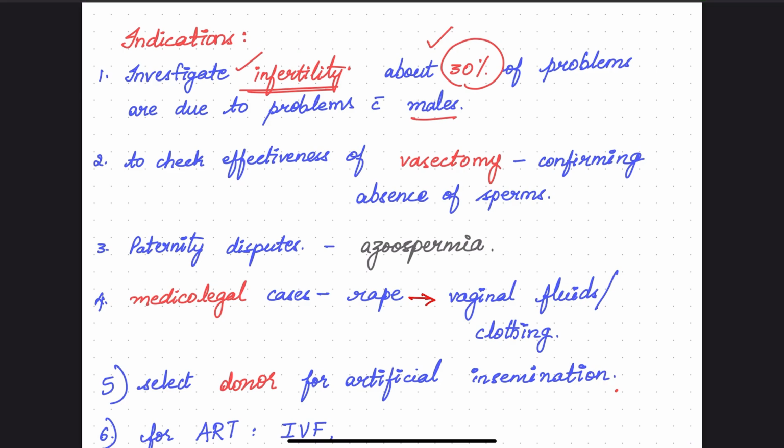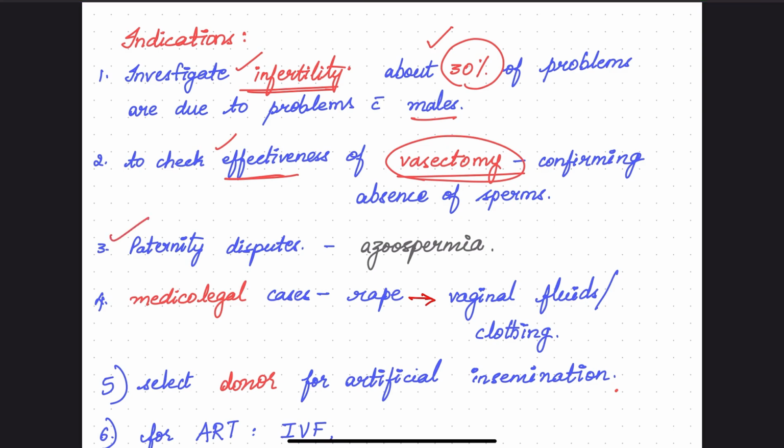The second reason is to check the effectiveness of vasectomy. The male partner undergoes vasectomy, and to know whether the operation is successful or not, after you perform surgery, you ask the patient to come back after 12 weeks and you perform semen analysis. If there are no sperms, then the vasectomy is said to be successful.